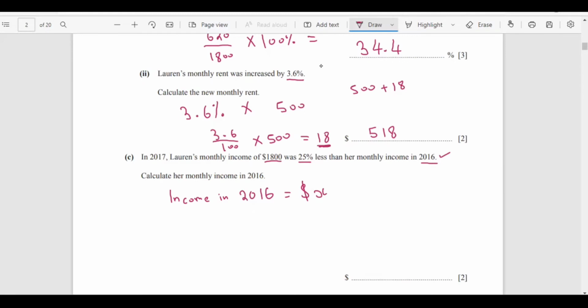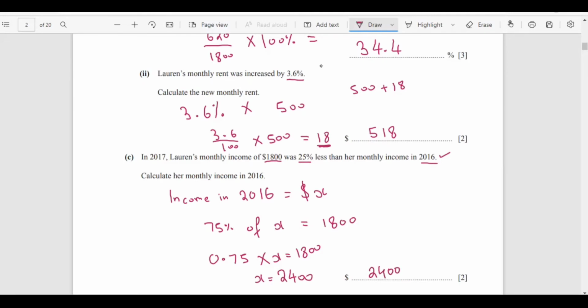So all I know is that 75% of X is 1,800, right? This is what the examiner is telling me. It is 25% less now. So 75% of X is 1,800. So it would be 0.75 into X is 1,800, and X is going to be 1,800 divided by 0.75. And that would be 2,400. So this would be the answer.